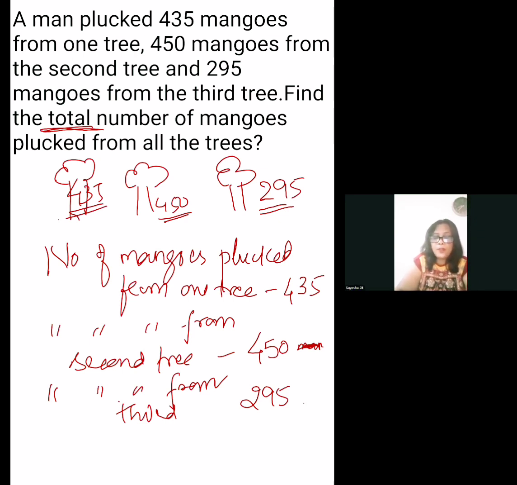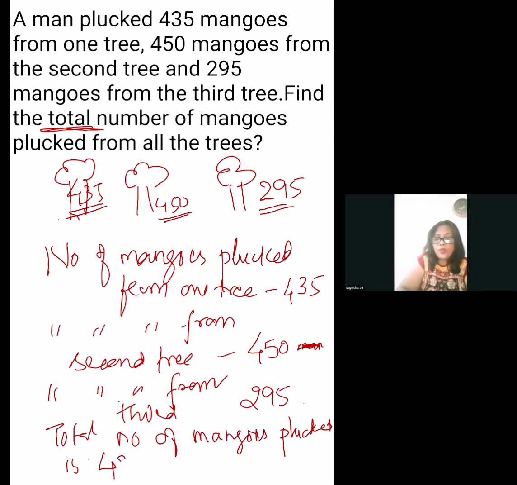उसके बाद फोर्थ स्टेटमेंट आपका हो जाएगा टोटल नंबर ऑफ मैंगोज प्लग्ड is, then you have to show what you have to do: 435 plus 450 plus 295. All right, you understand what it is? So first आपको तीनों का प्रेजेंटेशन देना है, देन लास्ट में आपको फोर्थ स्टेटमेंट लिखना है कि आप इसे एडिशन कर रहे हैं. But why are you adding all these? Because I want to understand the total number of mangoes that is plugged in, and you have to show the addition. So you are going to add all these.